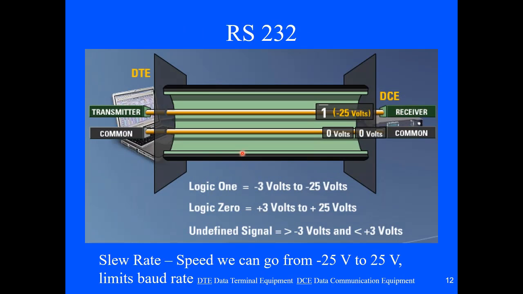RS-232 actually uses a logic 1 from -3 to -25 volts and a logic 0 from 3 volts to 25 volts. So you've got a 50-volt differential. The slew rate is how fast it can go from -25 to +25 or vice versa. DTE stands for data terminal equipment, and DCE is data communications equipment. There are a lot of terminologies I'm going to cover in this. So you've got a transmitter and a receiver. RS-232 can only go a distance of about 15 meters or 45 feet. That's what it's limited to because of this voltage level.